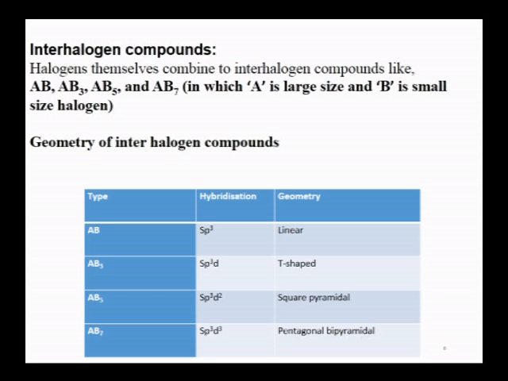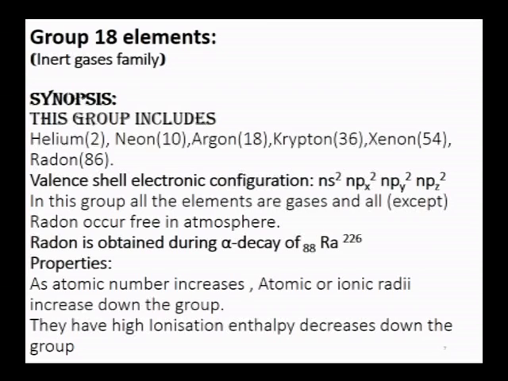Geometry of the interhalogen compounds. If AB type halogen, the geometry is linear. In case of AB3, sp3d hybridization, T-shaped. In case of AB5, sp3d2 hybridization, square pyramidal. In case of AB7, sp3d3 hybridization, pentagonal bipyramidal. Next comes the group 18 elements.